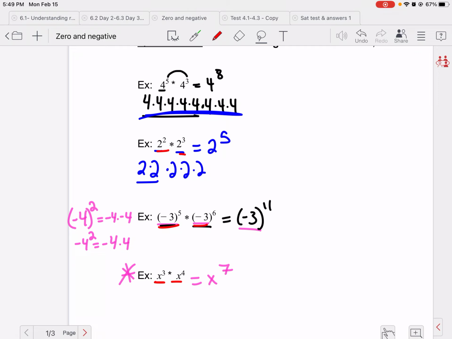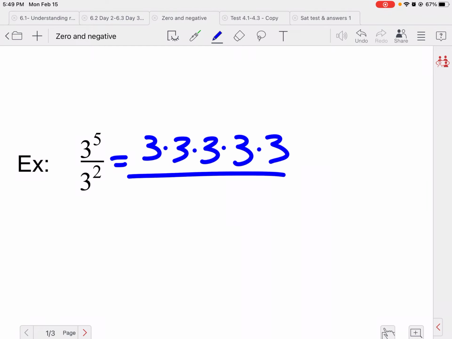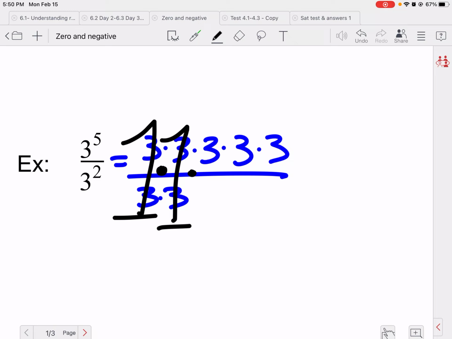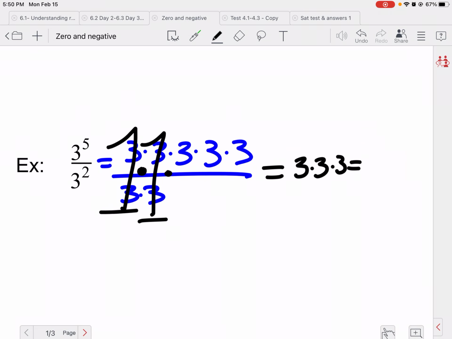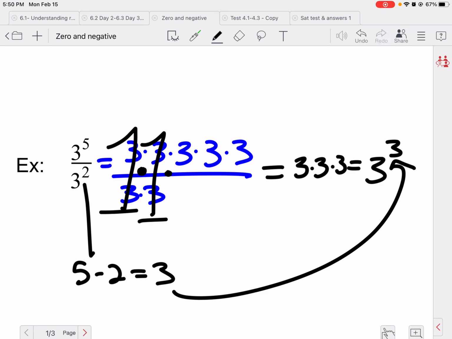All right, let's move on to quotient rule. Okay, well, quotient rule, we kind of talked about the subtracting thing, and I'll show you why that works. Well, 3 to the 5th is 3 5 times, and 3 squared is 2 times. Well, I know that 3 over 3 is equal to 1, and so would this one. Okay, well, 1 times 1 times 3 times 3 times 3 would be 3 times 3 times 3, which would equal 3 to the 3rd. And conveniently, 5 minus 2 equals 3. So that gives me my exponent. Okay? And we just kept the base the same.